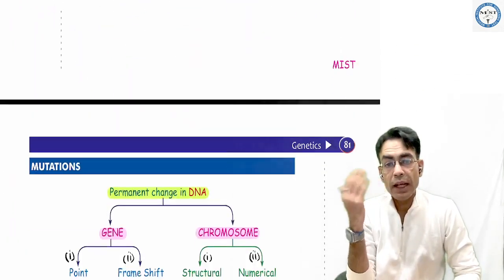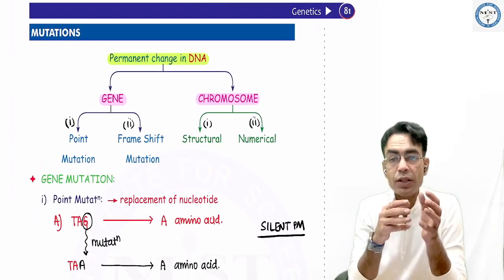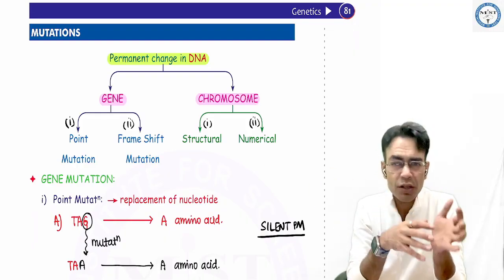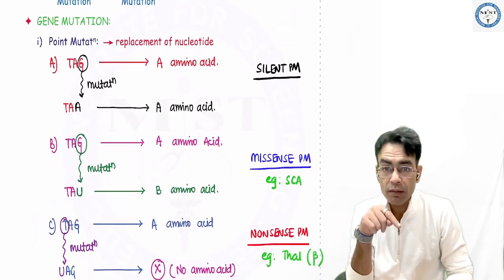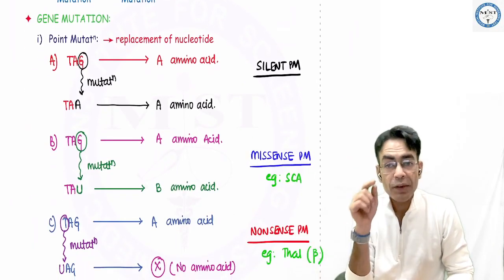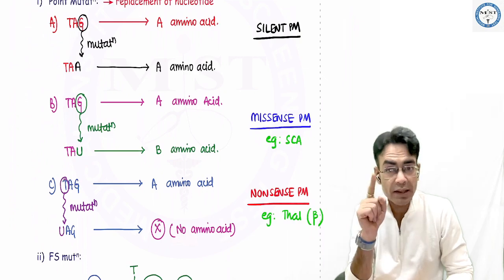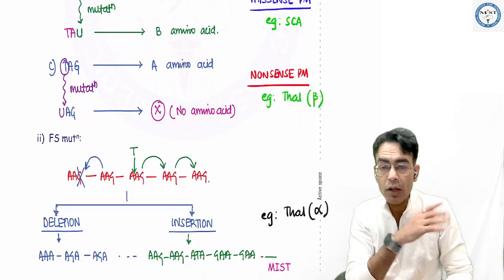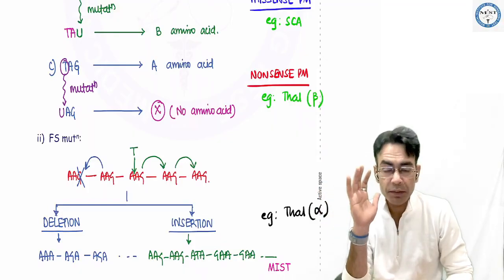Okay. Then the mutations are permanent changes in the DNA. Gene mutation, chromosome mutation. Gene mutations can be of two types, point and frame shift. And chromosome mutations can be of two types, structural and numerical. Now, point mutation we did of 3 types. When you get what you want, silent, no disease. When you get something else than you want, missense point mutation, sickle cell anemia. When you get nothing, nonsense point mutation, beta thalassemia. Frame shift: either deletion of a nucleotide, frame shifts backward, or addition of a nucleotide, frame shifts forward. Alpha thalassemia is the example.